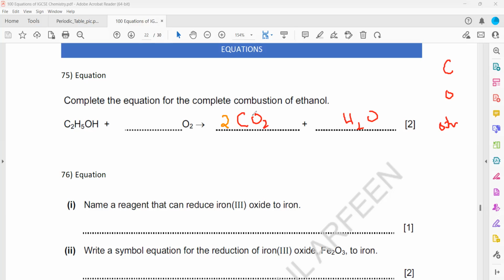Hydrogen: 5 plus 1 is 6. So we put 3. Hydrogen is also balanced. Now, what about oxygen? This is 2 multiplied by 2, which is 4 here, and this is 3. So 4 plus 3 is a total of 7 oxygen. 1 is already there, and we have 2. So which number should I multiply? 2 multiplied by 3 makes 6, and 6 plus 1 makes 7. So this is the balanced equation for the combustion of ethanol. Is it clear?